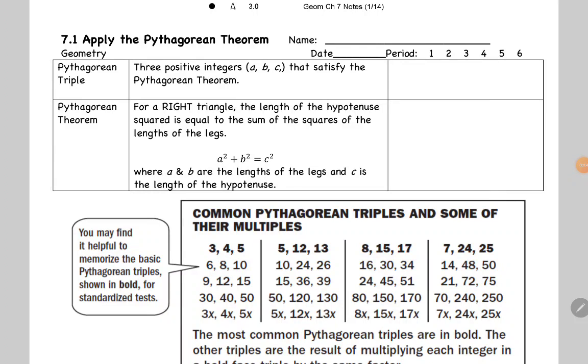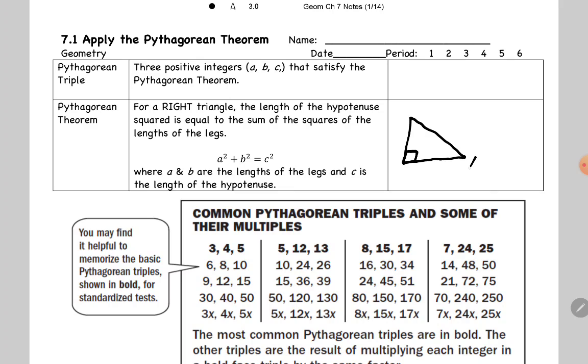We're learning about the Pythagorean theorem. So let's go over some vocabulary. Pythagorean triple. We'll go over that later. So let's go straight to the theorem. The theorem is for a right triangle. So remember, a right triangle is a triangle with a right angle.